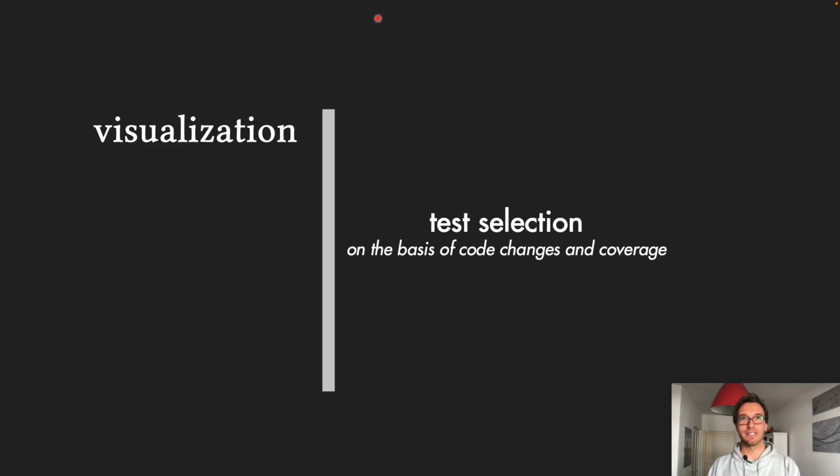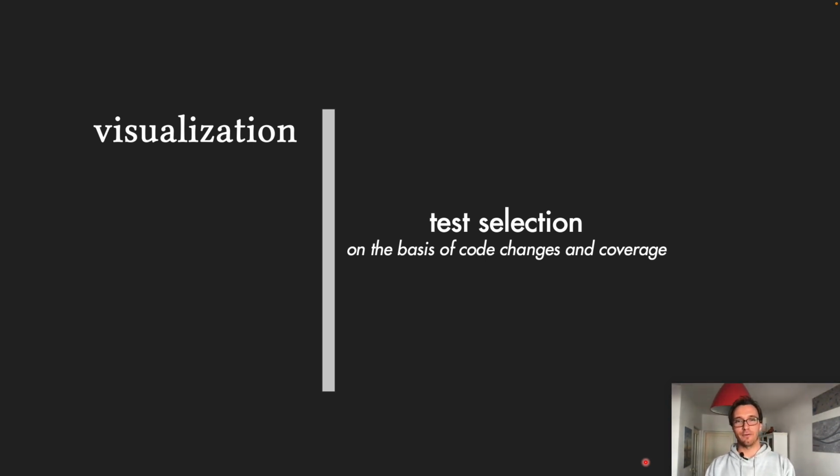The next visualization shows you how you can benefit from test selection on the basis of code changes and coverage. If you have a test suite that runs over a long period of time, it might be good to select only the tests that run over changes, because it is most likely that those tests will find bugs early, and you can also give feedback to the developers very early that with their changes maybe some things in the system broke.